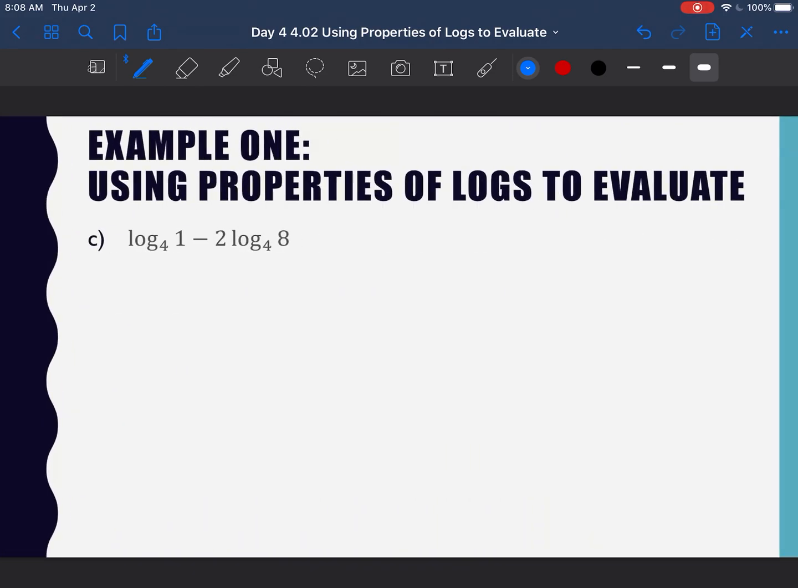Now we're going to jump into ones that use multiple properties in order to solve them. So again, check to see if there's a number in front, and I see this one does have a number in front. So then you have to take the number and move it to be the exponent. So we're going to take this 2 and move it so that it's the exponent for 8. So before we combine them into a single log, we're going to move that number. So that would be log 4 of 8 squared. Now obviously don't leave the 8 squared there, change that to be a 64.